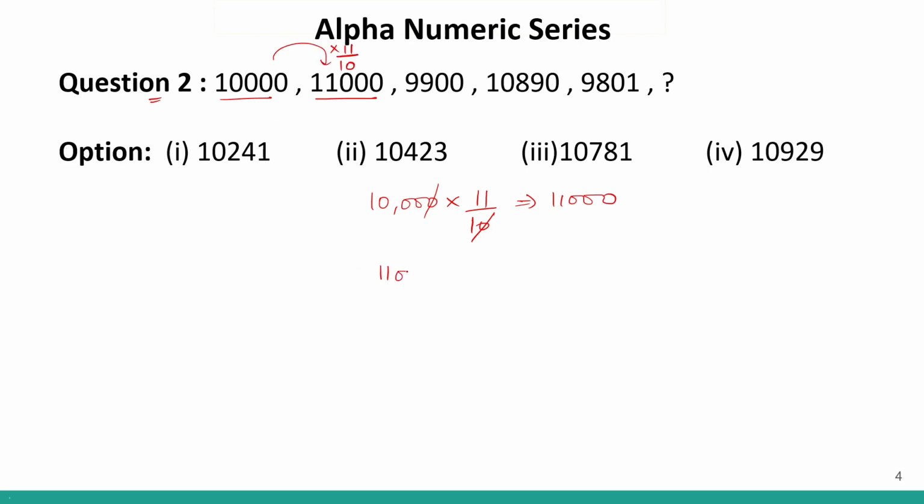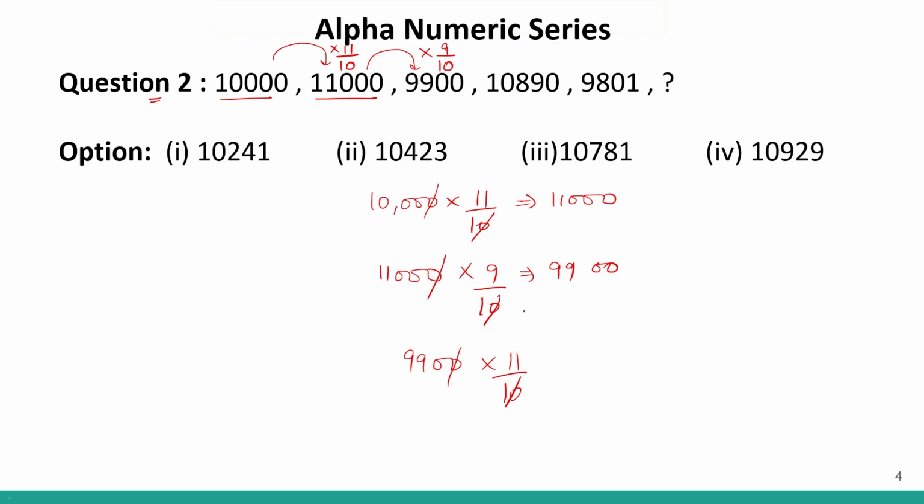If I multiply 11,000 by 9 by 10, this will cancel, and 9 into 11 is 99 and 2 zeros. So it will be 9900. So this is basically a multiplication of 9 by 10. Correct? Now if I again multiply 9900 by 11 by 10, so 0 and 0 will cancel. Now, do you remember I told you a way to multiply any number by 11?